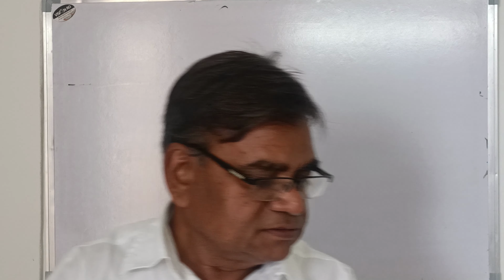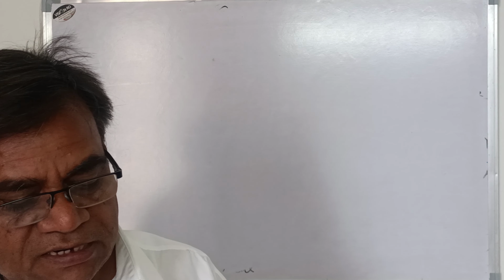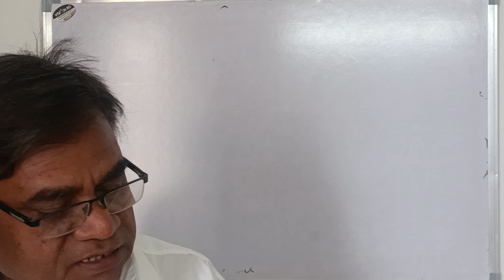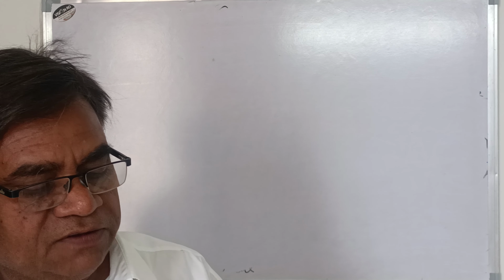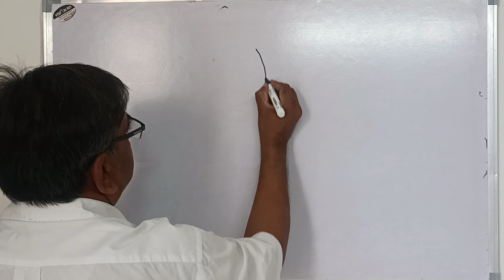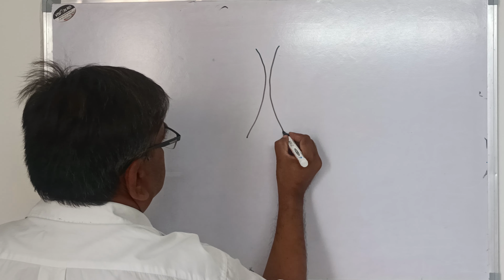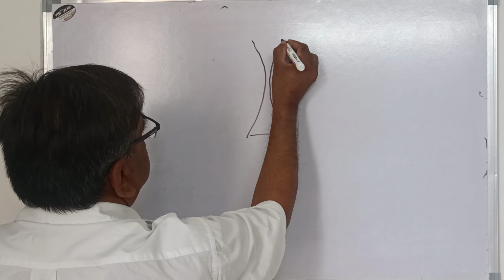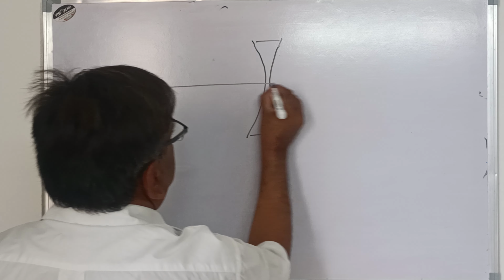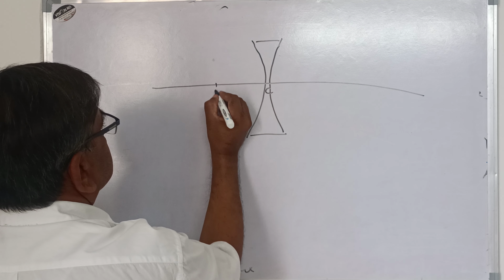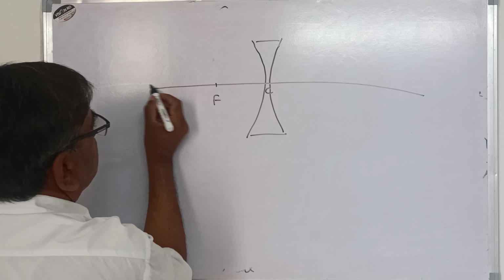Now, next question. A ray of light is going towards the focus of a concave lens. Draw a ray diagram to show the path of this ray of light after refraction through the lens. Okay. Very fast, draw. This is the lens. Principal axis, C, this is the focus, towards the focus.